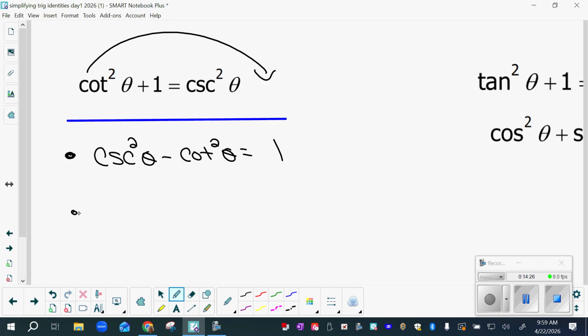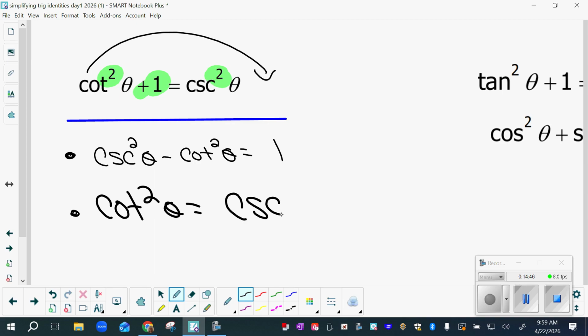And the last one, talk to me. Yeah, so same thing, squares, a 1. And there's going to be a plus or a minus in there, so you're going to watch for that. You'll see when we start playing the game, you'll be like, oh, I get it. So the last one: cotangent squared theta equals cosecant squared minus 1.